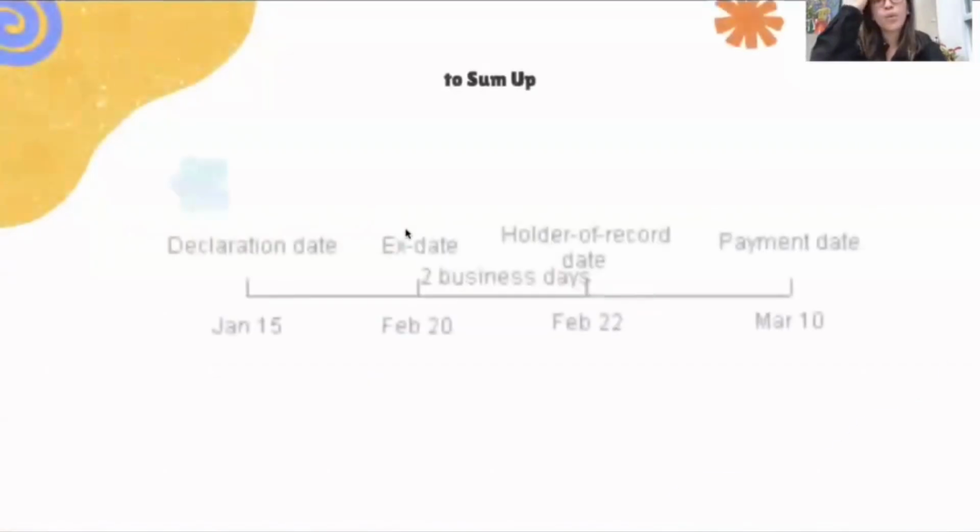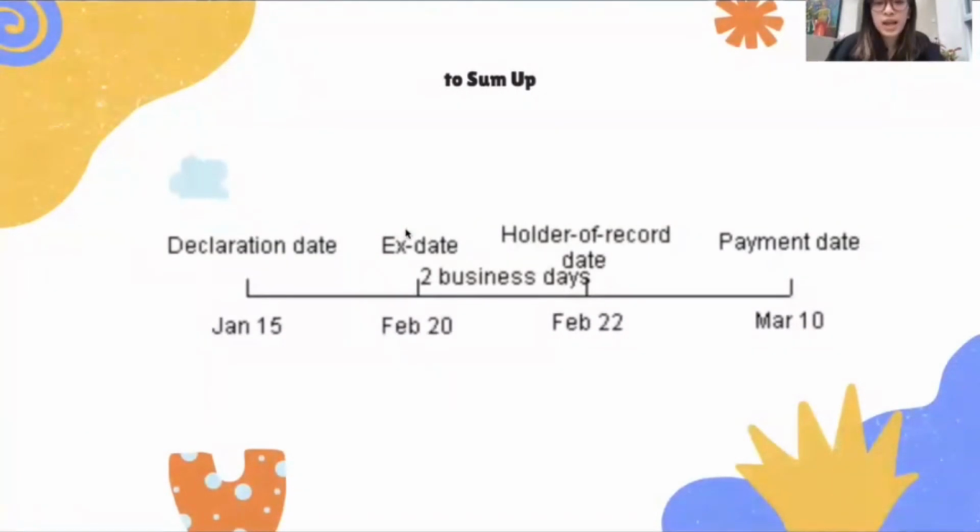Okay, so now we have discussed the dividend payment chronology, and maybe you can see it on the screen. There are the declaration date on, for example, the 15th of January, the ex date on February 20, the holder of record date on February 22, and the payment date. Maybe you are wondering why there are 2 business days between the ex date and the holder of record date. The time between the other pertinent dates is determined by each company and can vary substantially, except for the time between the ex date and the holder of record date, which is 2 business days.